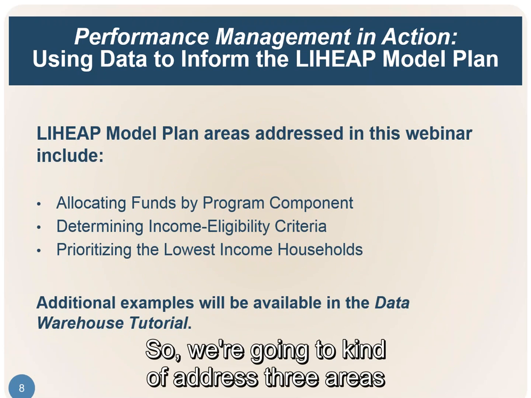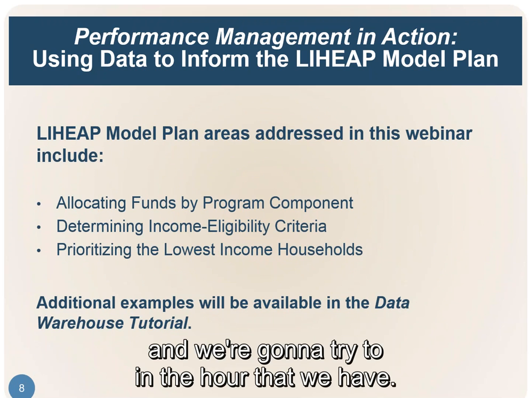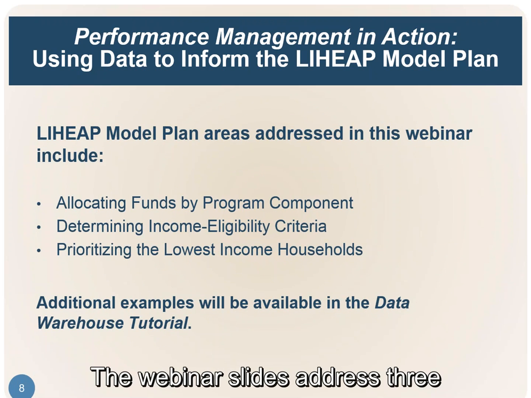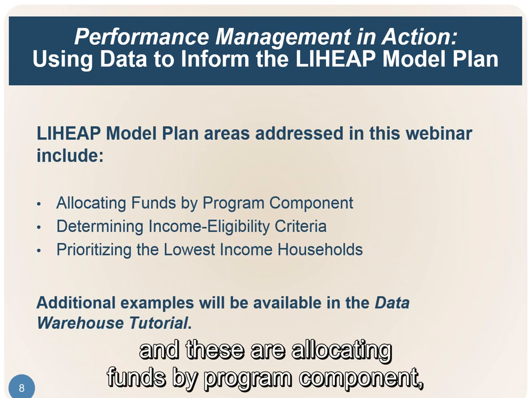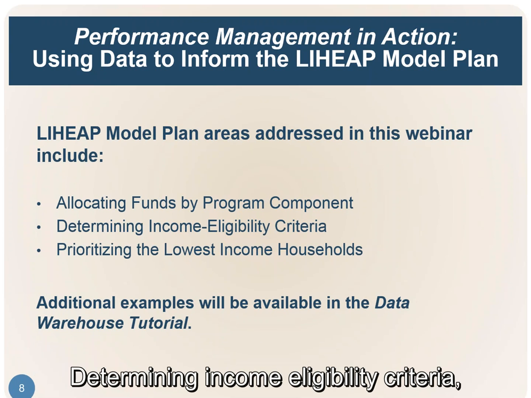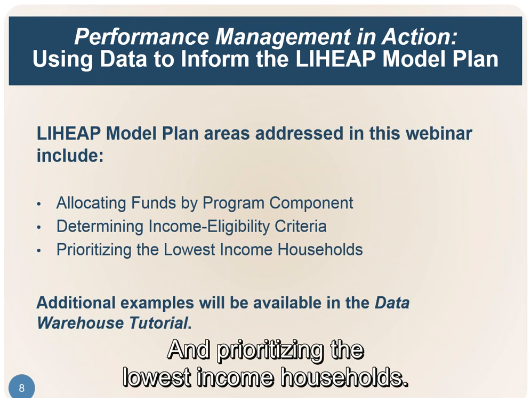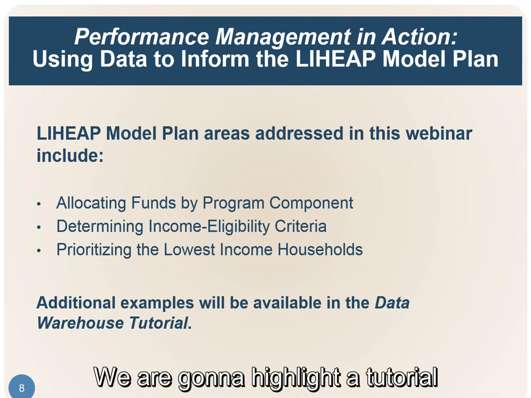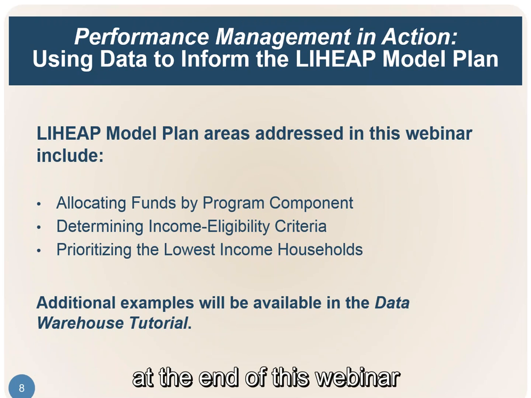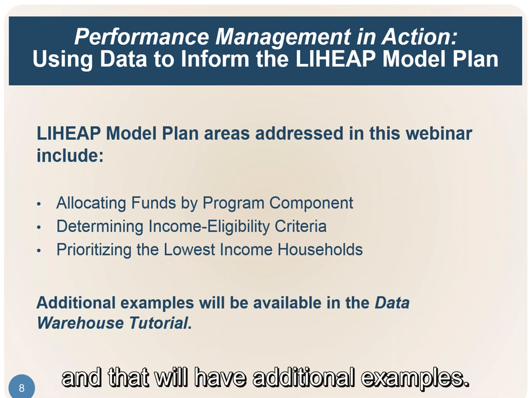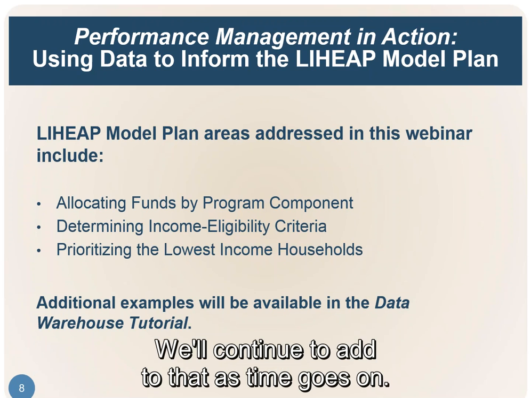So we're going to address 3 areas, or we're going to try to in the hour that we have. The webinar slides address 3, and these are allocating funds by program component, determining income eligibility criteria, and prioritizing lowest income households. We are going to highlight a tutorial at the end of this webinar, and that will have additional examples, and we'll continue to add to that as time goes on.